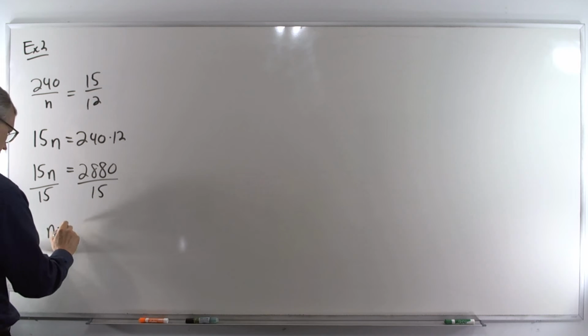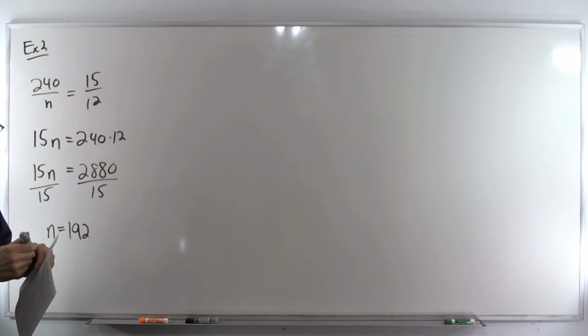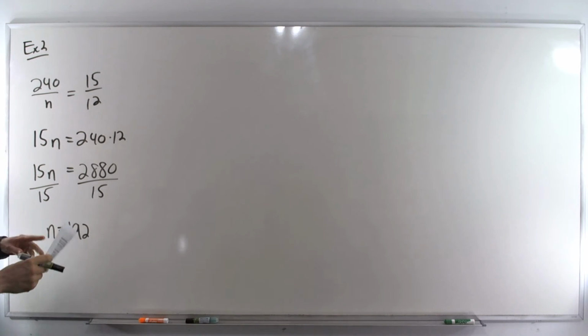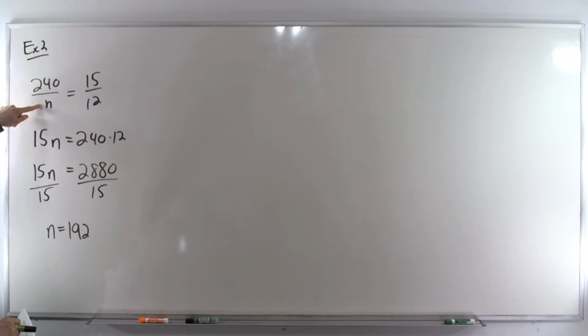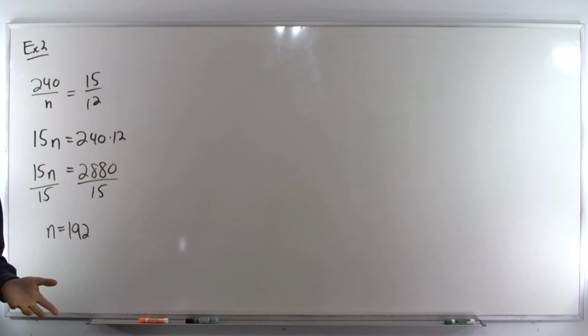And n is 192. Now whenever you solve a proportion, take that value, plug it back in here. Just take your calculator, divide this out, get a decimal, divide this out, get a decimal. Make sure the decimals are equal. So you should never get a proportion wrong, just due to a silly mistake along the way, because you should check and be able to catch that mistake.